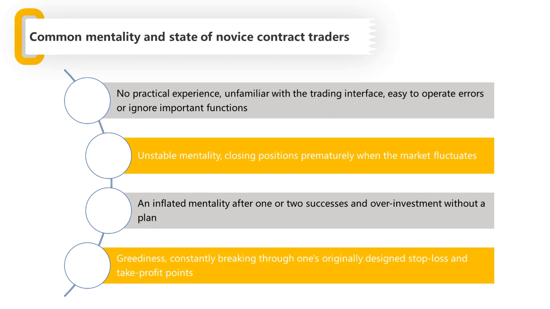First, since they are beginners, they are unfamiliar with the functions of the platform. Maybe they have learned some about contracts, but they don't have practical experience. There are many functions on the platform for traders to make better transactions, but they don't know that. It is reasonable for them to make mistakes.